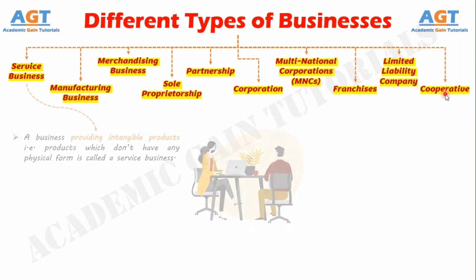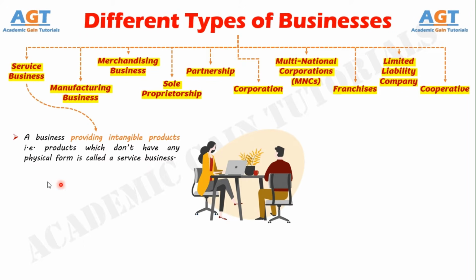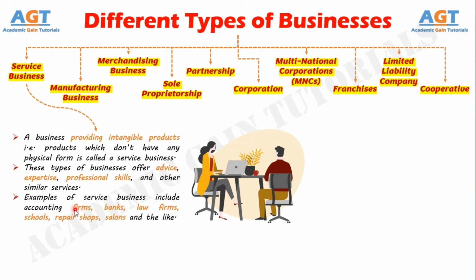Number 1. Service business. A business providing intangible products, that is products which don't have any physical form, is called a service business. These types of businesses offer advice, expertise, professional skills, and other similar services. Examples of service business include accounting firms, banks, law firms, schools, repair shops, salons, and the like.